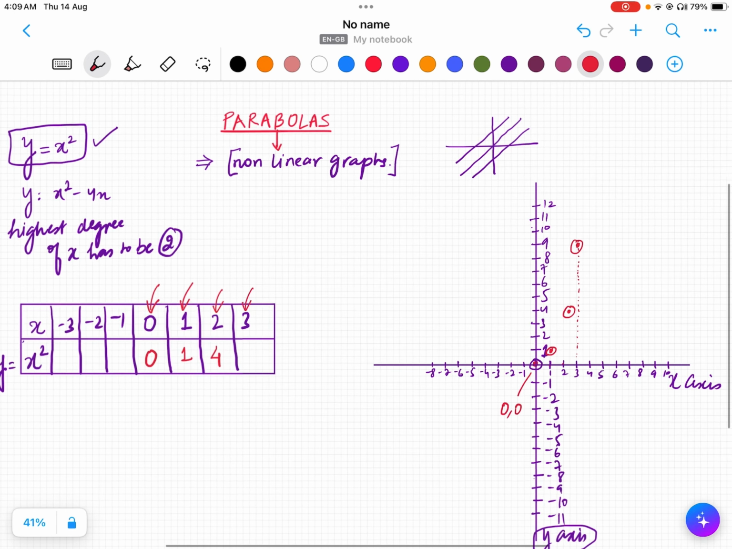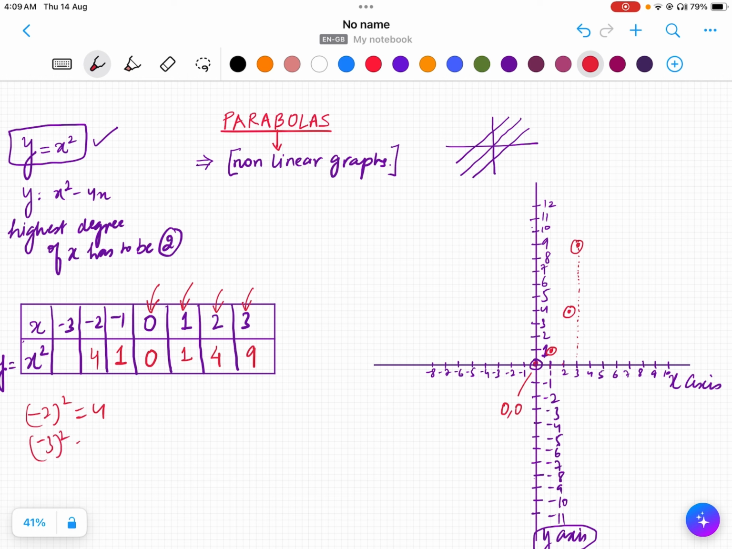Similarly, at minus 1, we are going to get a 1 again. At minus 2, if you will do minus 2 square, it's going to be 4. So I'll write 4. And at minus 3 square, we are going to get 9. So 9. So same values of y are there on different values of x. Different means negative values of x as well. At minus 1, we are getting a 1. At minus 2, we are getting a 4. So we'll plot a 4 like that here. And at minus 3, we are getting a 9. So we will plot a 9.